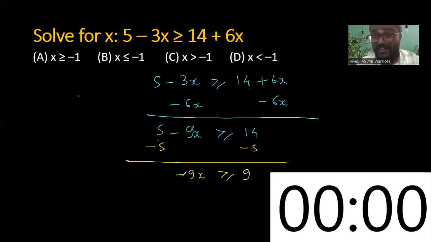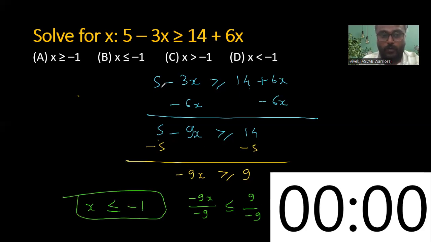Now, here is something that we need to consider. If I divide the left hand side and right hand side with negative 9, the inequality will flip because I divided it with a negative number. So negative 9x divided by negative 9 will be simply x, less than or equal to 9 divided by negative 9, which will be negative 1. So option B is correct. I hope you guys understood it.